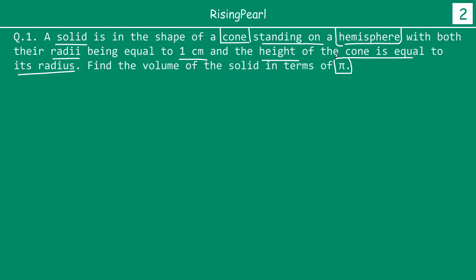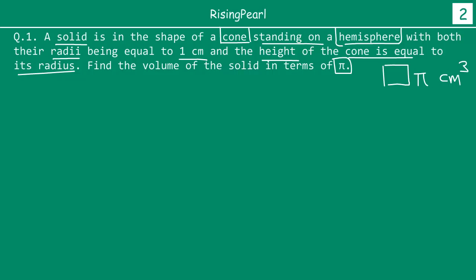So before we dive in, just this quickly, in terms of pi, it means that whatever is your final answer, it will be something like this. Some number, whole number or decimal or a fraction times pi, and all the units are centimeter. So this much centimeter cube. So the final answer will be something times pi centimeter cube. So just wanted to highlight this.